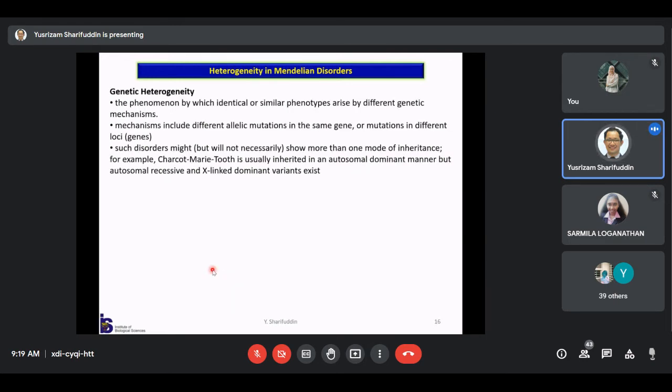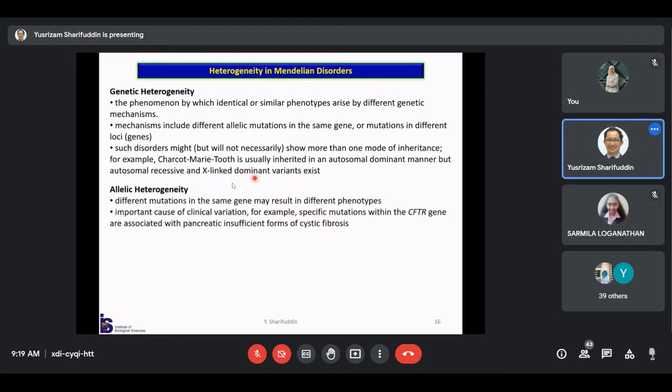Okay. Genetic heterogeneity. This is a phenomenon by which you have similar or identical phenotypes arising by different genetic mechanisms. Mechanisms include different allelic mutations in the same gene or mutations in different loci involving different genes. So disorders might, but will not necessarily, show more than one mode of inheritance. CMT is usually inherited in an autosomal dominant manner, but autosomal recessive and X-linked dominant also exist. Allelic heterogeneity is different mutations in the same gene which result in different phenotypes. So this is an important cause for clinical variation.